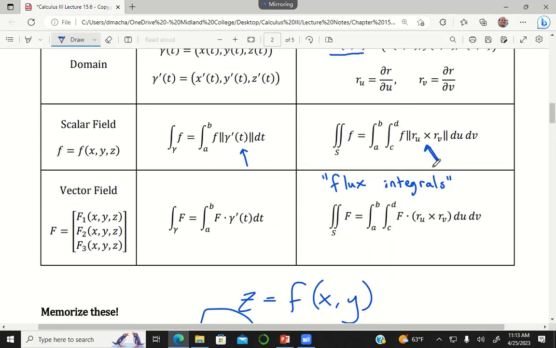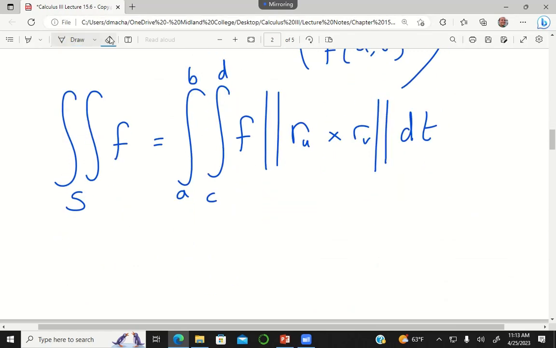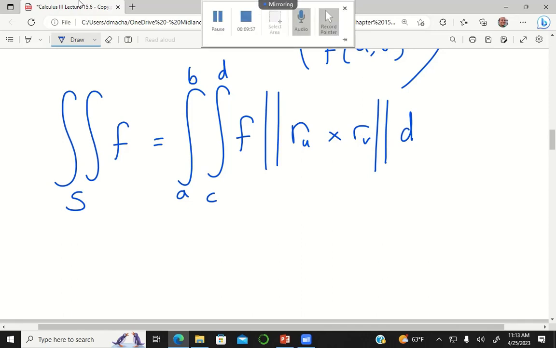Did I copy that right? Oh, yeah. Good point. This is a surface, not a path. And so I actually have two parameters, and my two parameters I'm calling u and v.